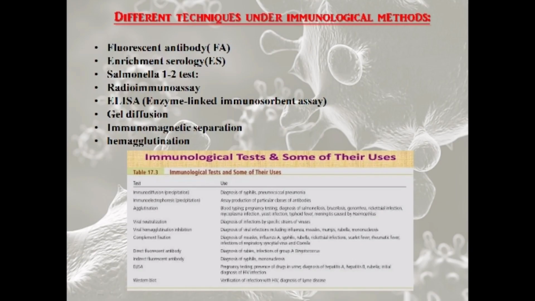Different techniques under immunological methods: fluorescent antibody, enrichment serology, Salmonella 1-2 test, radioimmunoassay, ELISA, gel diffusion, immunomagnetic separation, and hemagglutination. The chart shows the immunological tests and some of their uses.